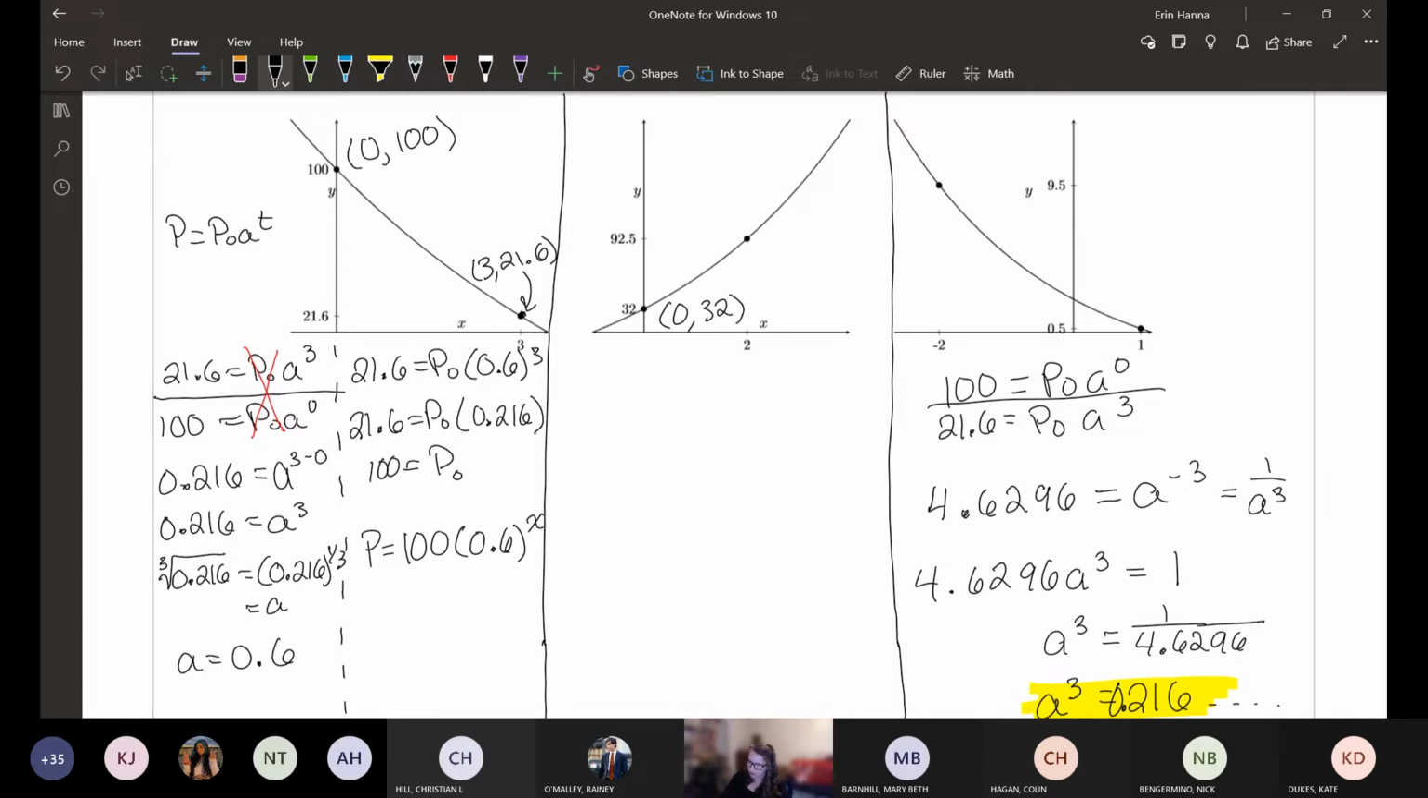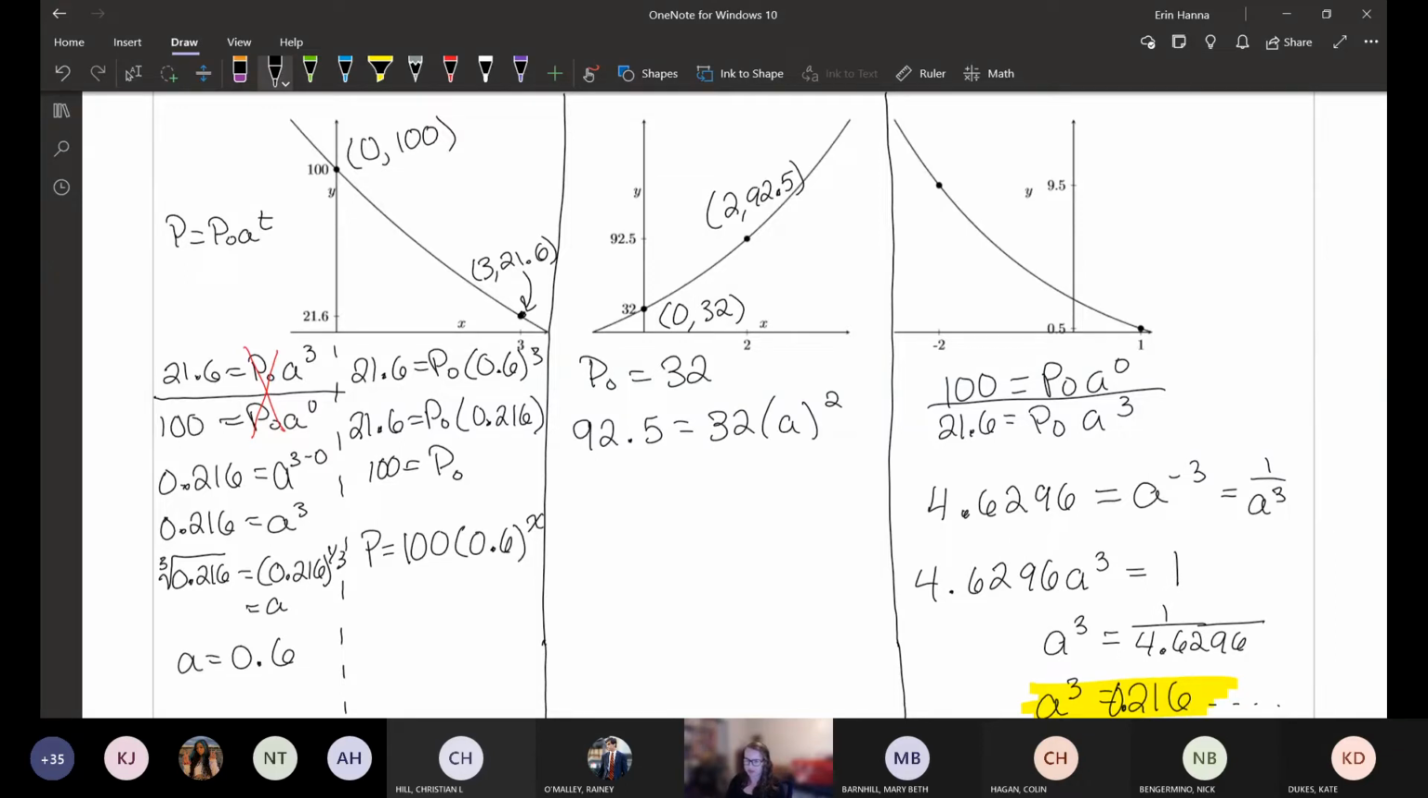0.32 and 292.5. Now, the nice thing about if you're given P naught is that you can essentially cut the work in half. So P naught is 32. The other equation would look like this then.